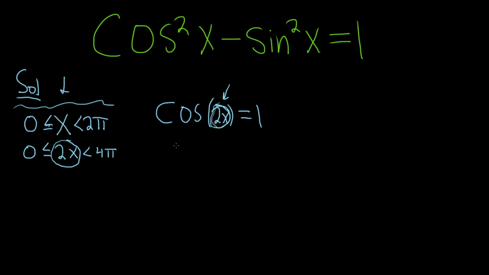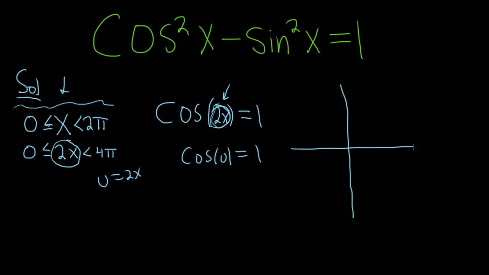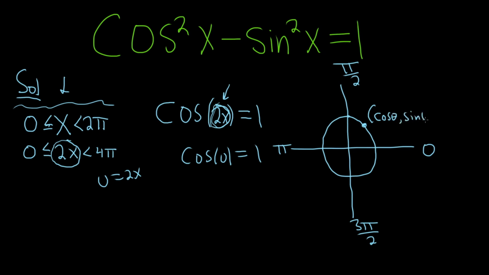You can call it u if you like. You can let u equal 2x. So all of the values of u, where u is between 0 and 4 pi, such that the cosine of u is equal to 1. Okay, let's think about the unit circle. Here's 0, here's pi over 2, here's pi, here's 3 pi over 2. So here's our unit circle. And on the unit circle, every ordered pair can be written as cosine theta, comma, sine theta. Every single one.